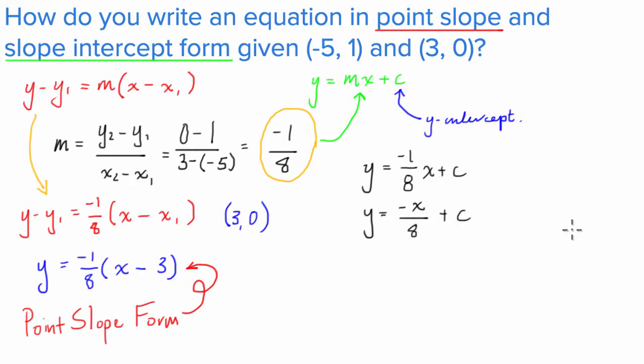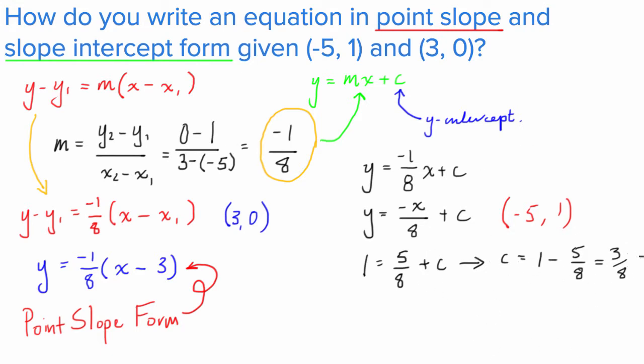Cool. So let's substitute in a point just for a little bit of generality. Let's put in the other point, negative 5, 1. So 1 goes in for y. Negative 5 subbed in for x in negative x over 8 is going to be just positive 5 over 8 plus c. So it follows that c is equal to 1 subtract 5 on 8, which is equal to 3 on 8.